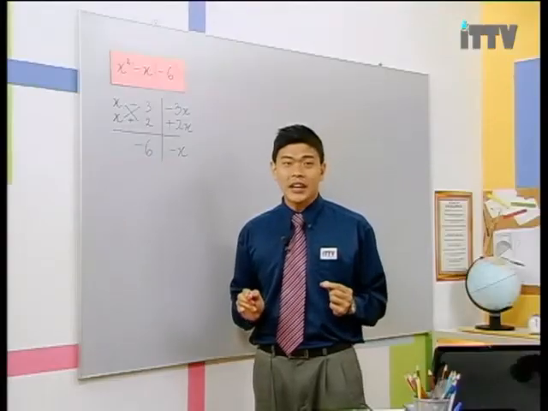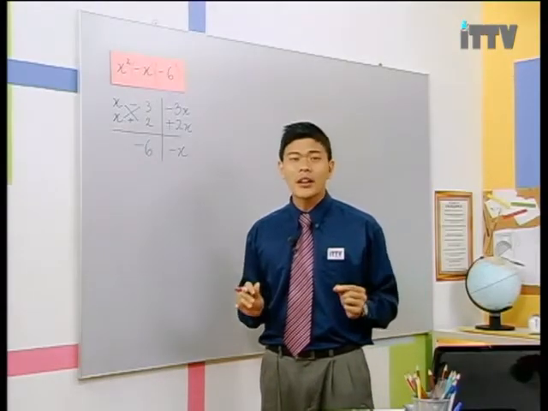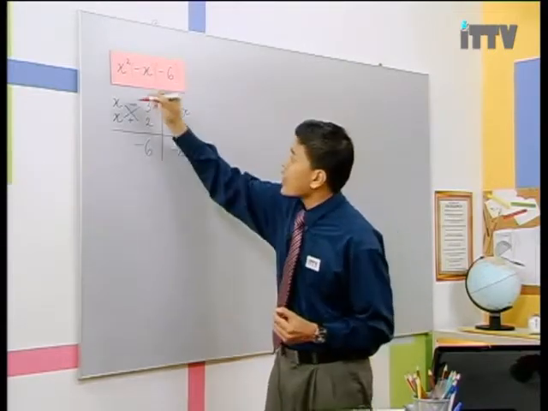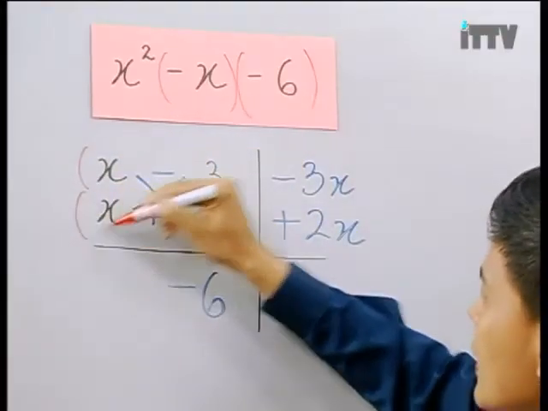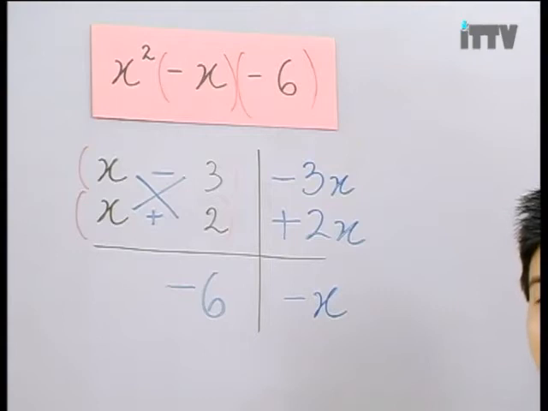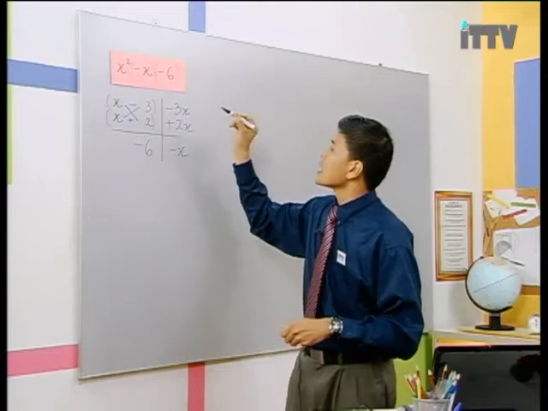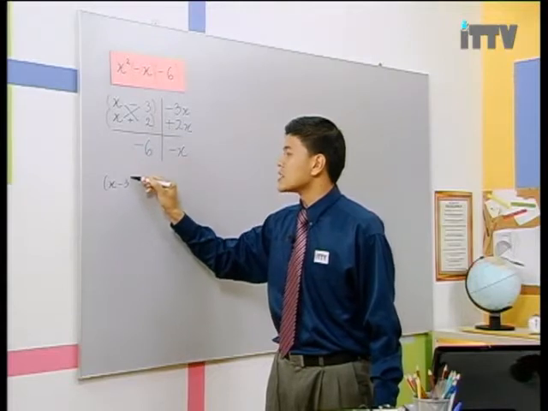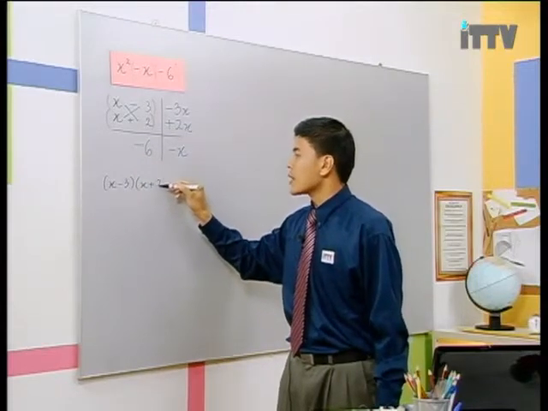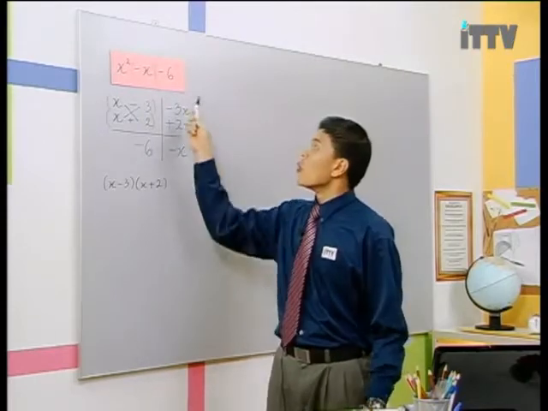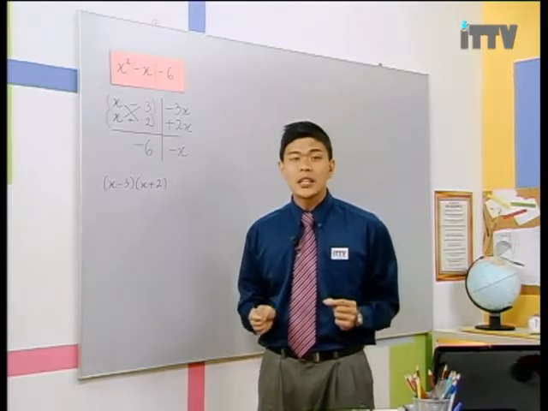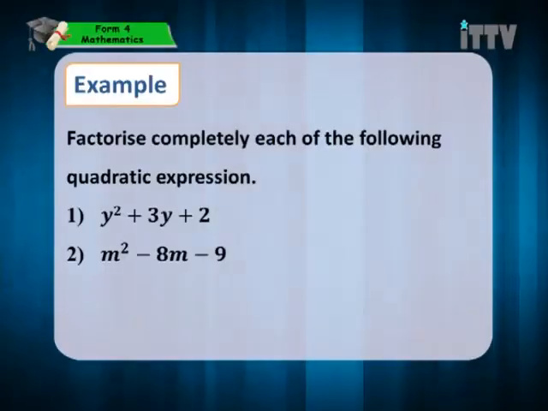Once this is double checked, step 5 is to rewrite the whole quadratic expression as the product of its factors. And the factors are x minus 3, x plus 2. So we rewrite the factors. This quadratic expression can be written as x minus 3 multiplied by x plus 2. So remember, one quadratic expression, 2 linear expressions. That is the meaning of factorization.